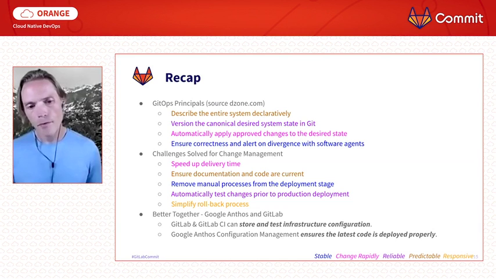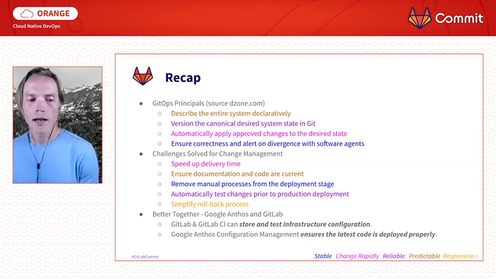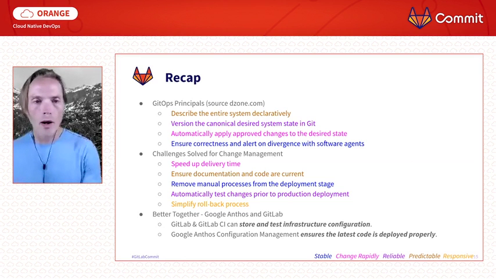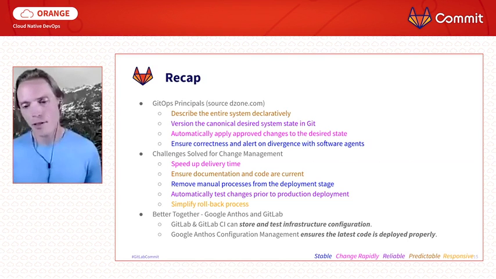And so if we put this all together, we can say that Anthos and ACM allow you to start walking into GitOps, but you're going to require a tool like GitLab and GitLab CI to help with the change management approach of how GitOps fits in with your organization.